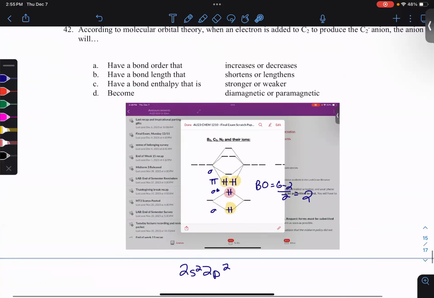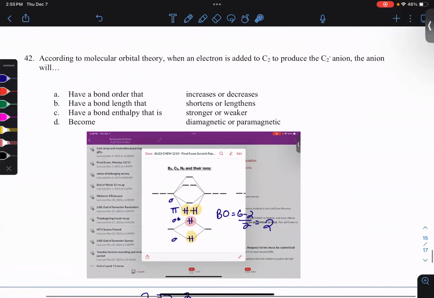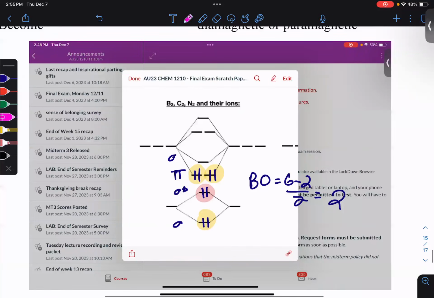So what are we doing? We're adding an electron. Yeah, so we add an electron, but what kind of orbital is that added electron going into? Can I just put it anywhere? No, it has to go into sigma. Yes, into the sigma. So we're adding an electron to a bonding orbital.